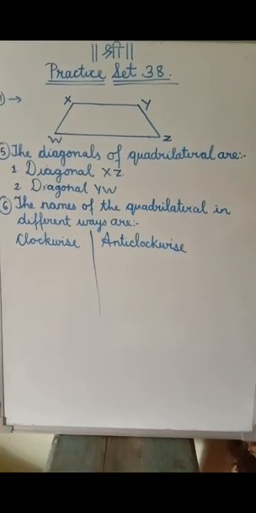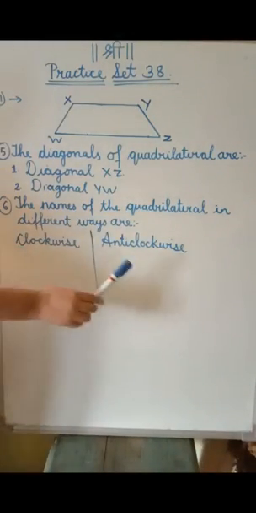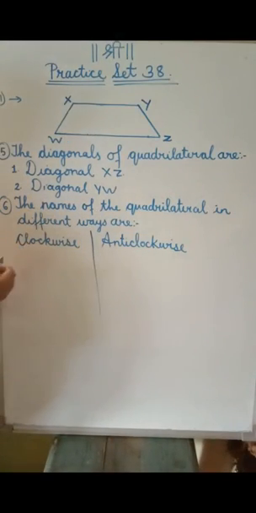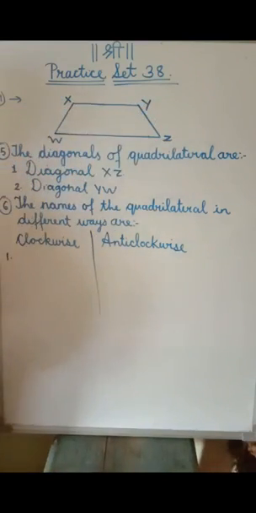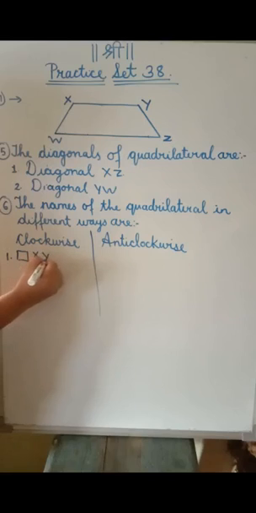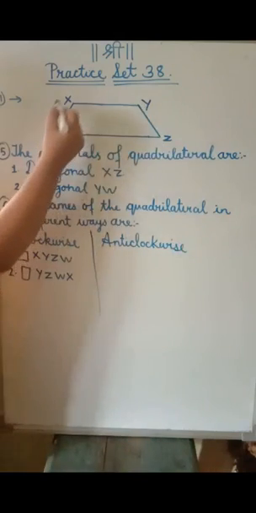Question 6. The names of the quadrilateral in different ways. On the board it is written, the names of the quadrilateral in different ways are, we'll write clockwise and anti-clockwise. First we'll start with clockwise. Then it will be quadrilateral XYZW. Next, leave this, start with this: YZWX.